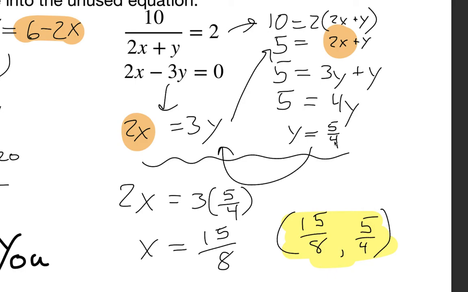And of course, don't fear the fraction. These are the right answers. You just have to plow through and make sure that you get it right.